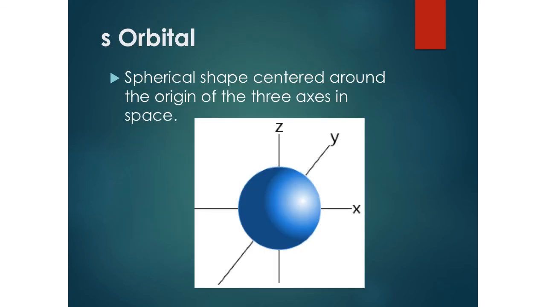So our S orbital is basically a spherical shape that's centered around the axis. We're going to talk about the X, Y, and Z. Z is the 3-dimensional axis. So S is a round ball. Basic shape, round ball, not too complicated. And S sublevels can hold up to 2 electrons because there is just the 1 orbital. And we'll talk about that more in tomorrow's video.